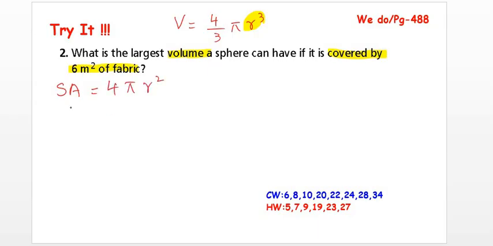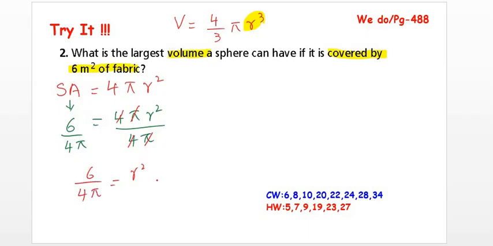Now we can put the value of the surface area, that is 6, and here we have 4 pi r squared. Now divide each side by 4 pi. What will happen? The 4 will cancel, pi will cancel, and we will have r squared equals 6 over 4 pi. Now to get the value of the radius, we are going to take the square root of this side, and the square root of the other side.